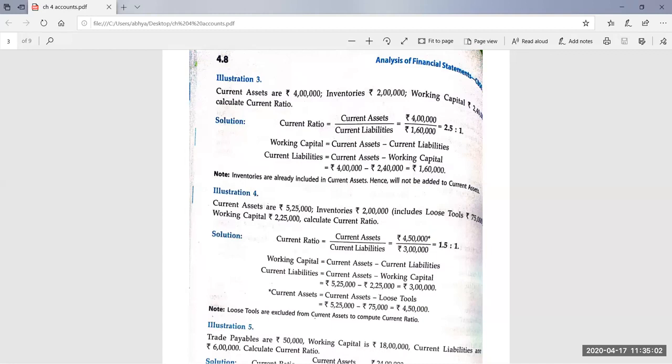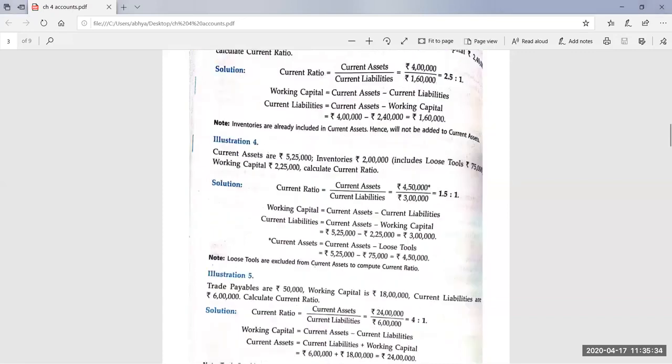I told you earlier also, whenever the current liability word is given, current liability means the whole concept which you need in the question. So you need not make any change in it. Need not add anything. Need not subtract anything. But when current assets are given and loose tools are separately given, then always you have to deduct the loose tool. Why? Because in current assets, inventory is included, and in inventory, loose tool is included. So we have to deduct loose tool.